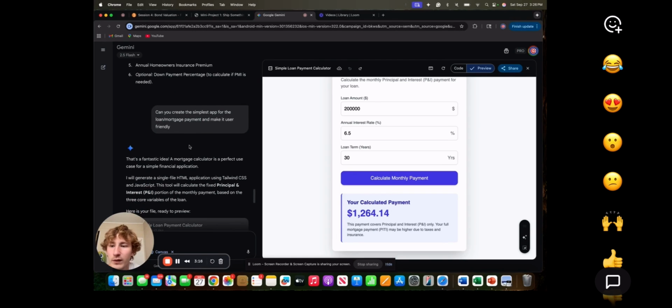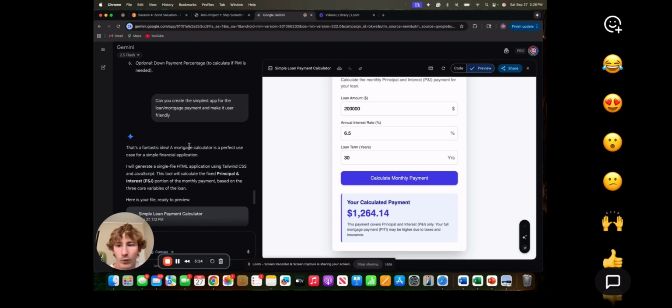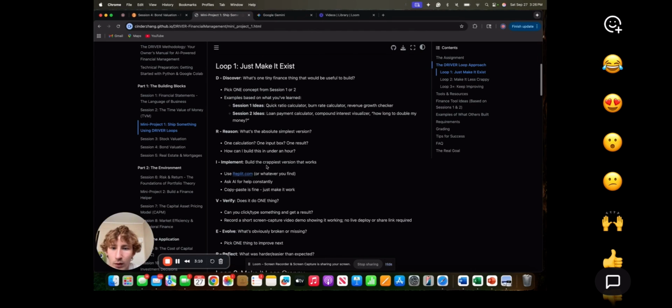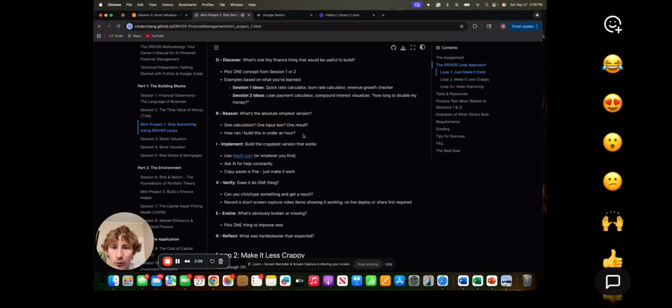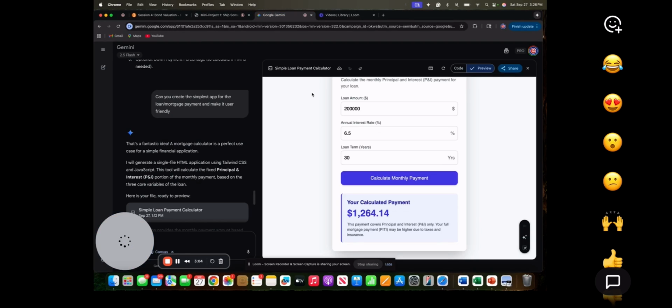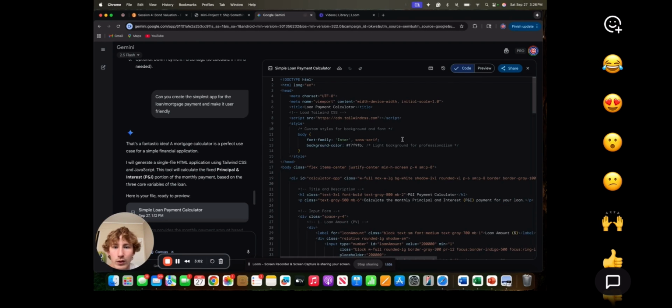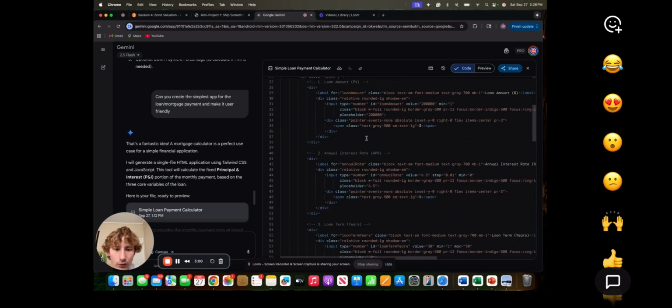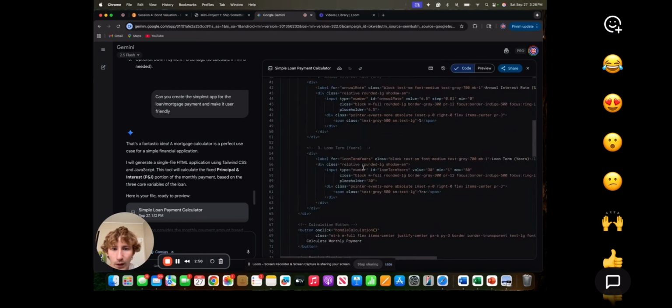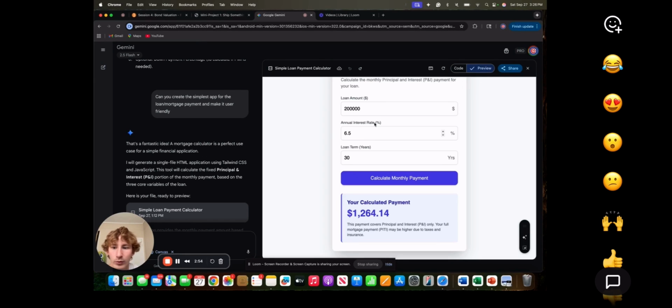And then I asked Gemini, can you create the simplest app for the loan mortgage payment and make it user friendly? What's the absolute simplest version? Build the crappiest version. And so they wrote me code here. It has all the code to figure out basically this equation, but in app form.